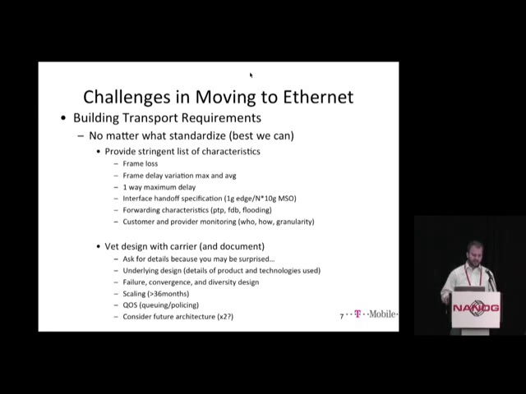Some of the other ones, obviously, take into consideration failure, convergence, and diversity in design. You don't want to buy 1,000 cell sites from a provider that's got a single point of failure that they're using spanning tree with 45-second convergence, right? There should be alarms going off when you have some of these conversations with folks.